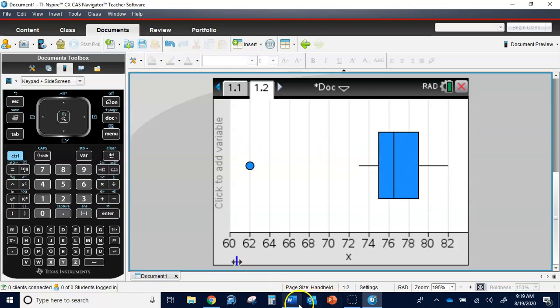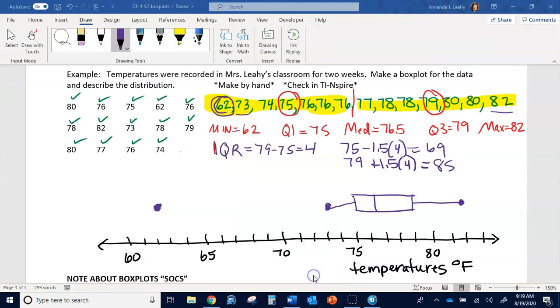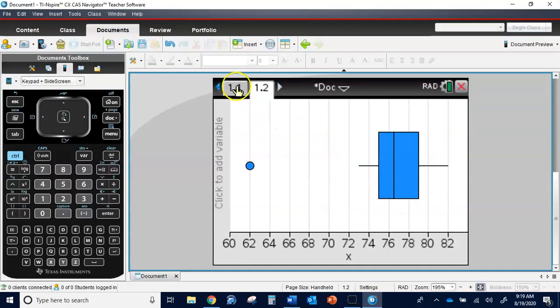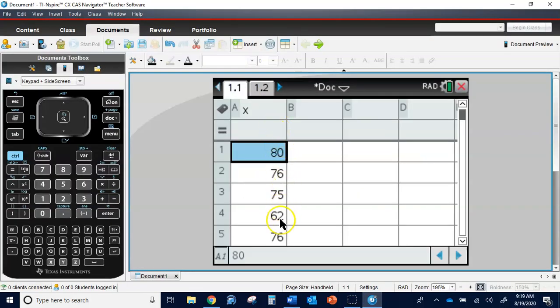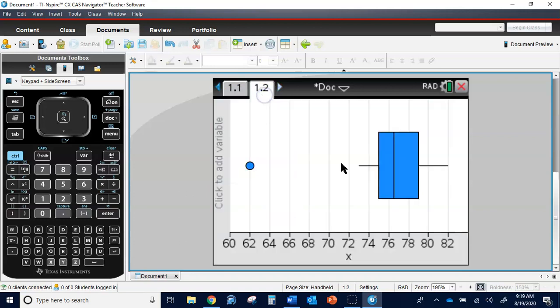So if you were asked to make a box plot of the data, you can line the data up by hand, just as mentioned. You can find all of these values, sketch your number line out. You can draw this by hand. It's perfectly fine. The other thing you can do is make a list in a spreadsheet. You can enter those values in any order. They don't have to be in order to do this. And you could make your box plot.